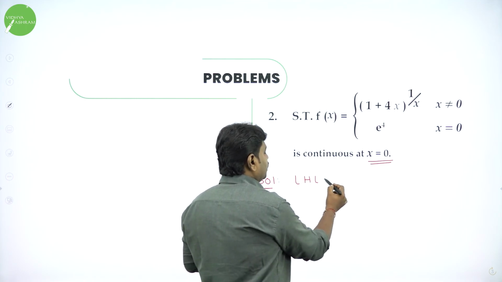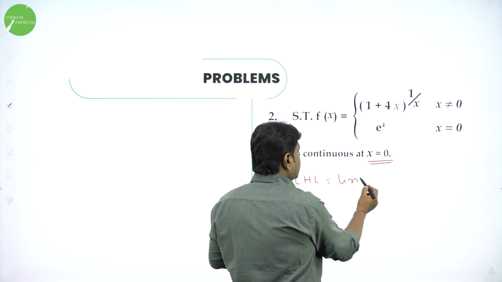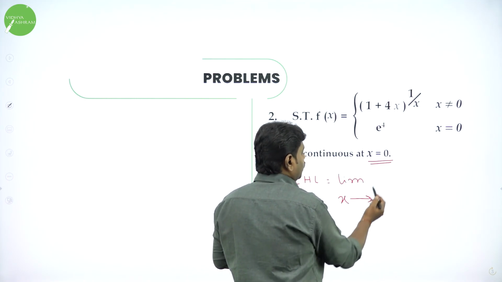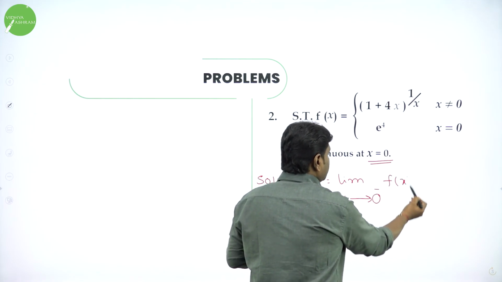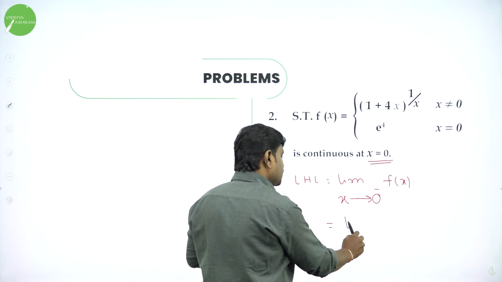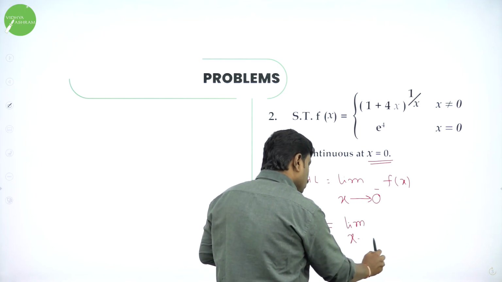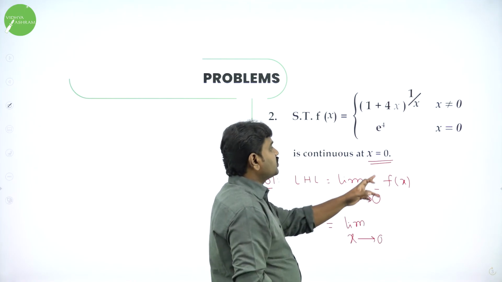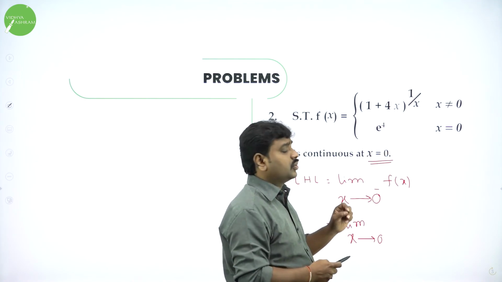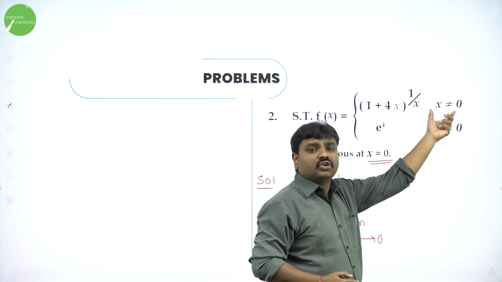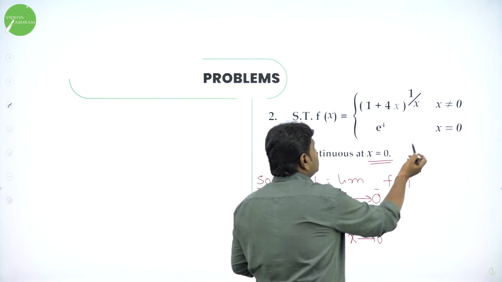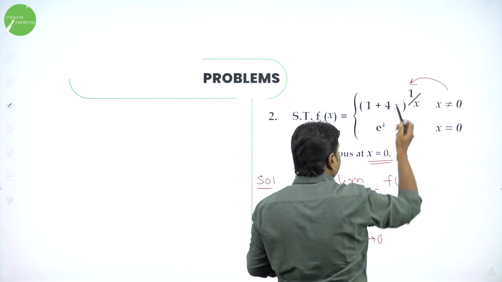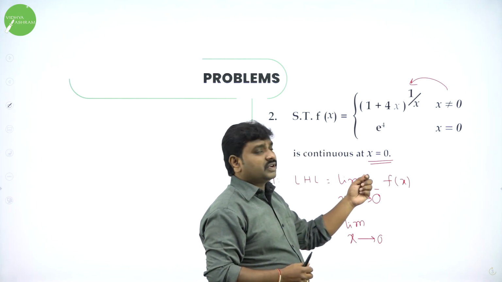First I'll find the left-handed limit. Limit x tends to 0 minus f of x, since I want to check continuity at 0. What is the meaning of limit x tends to 0 minus? It is the same as limit x tends to 0, and minus means choose the function when x is less than 0. x not equal to 0 means x less than 0 or greater than 0, so I take this function. Minus means when x is less than 0.